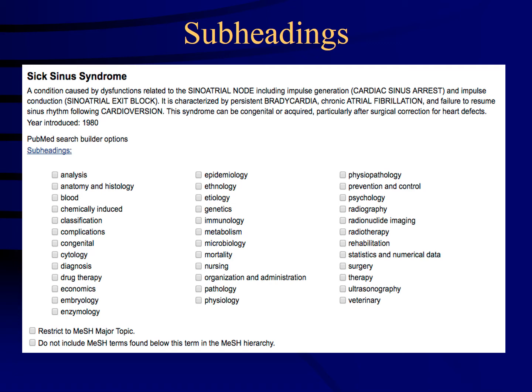You do not have to choose a subheading when you search. When you do a general search, all subheadings are searched. However, if you want to do a specific search, maybe specifically to the drug therapy of sick sinus syndrome, you can choose that subheading and click the box that says drug therapy.